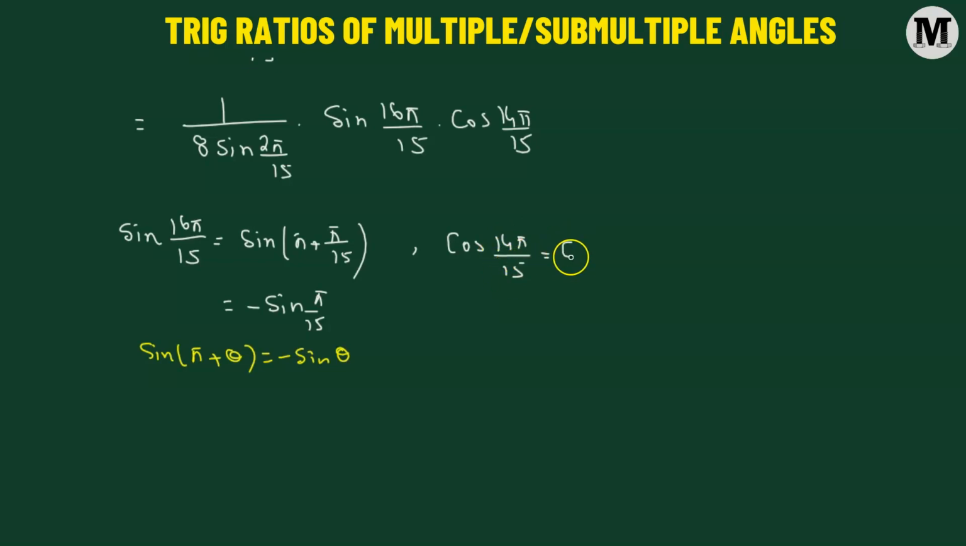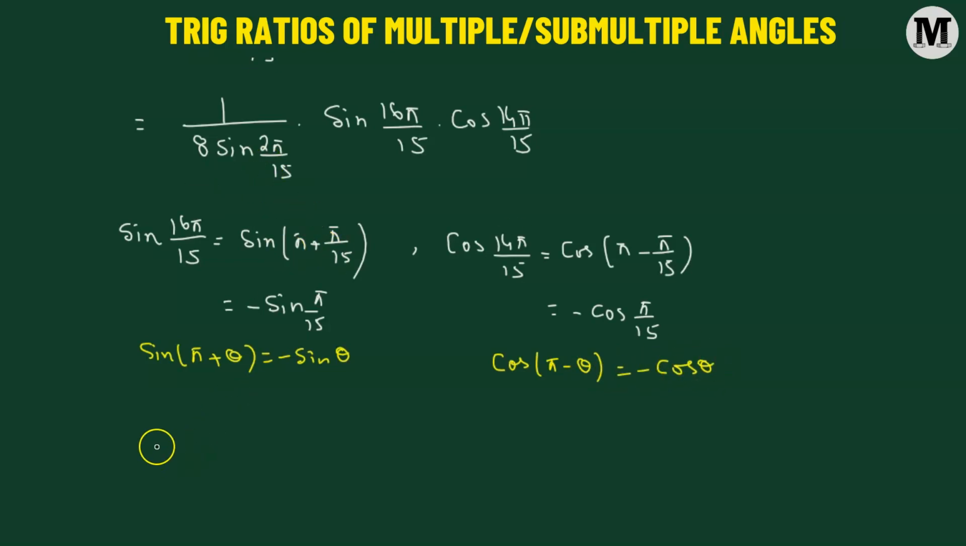Now coming to the cosine function, we have cosine of 14 pi over 15. We can rewrite 14 pi over 15 as pi minus pi over 15. So cosine of pi minus pi over 15 is going to give us negative cosine pi over 15. Meaning what we have done here, we have used the fact that cosine of pi minus theta gives negative cosine theta.